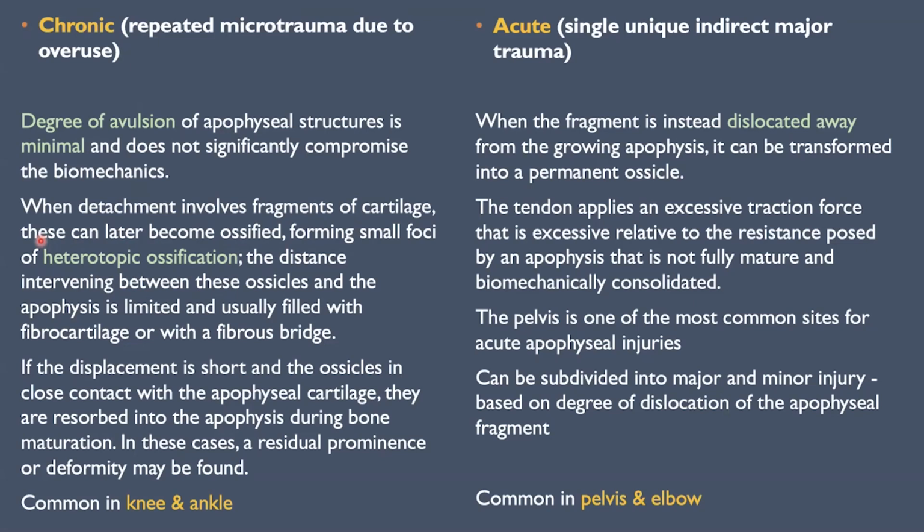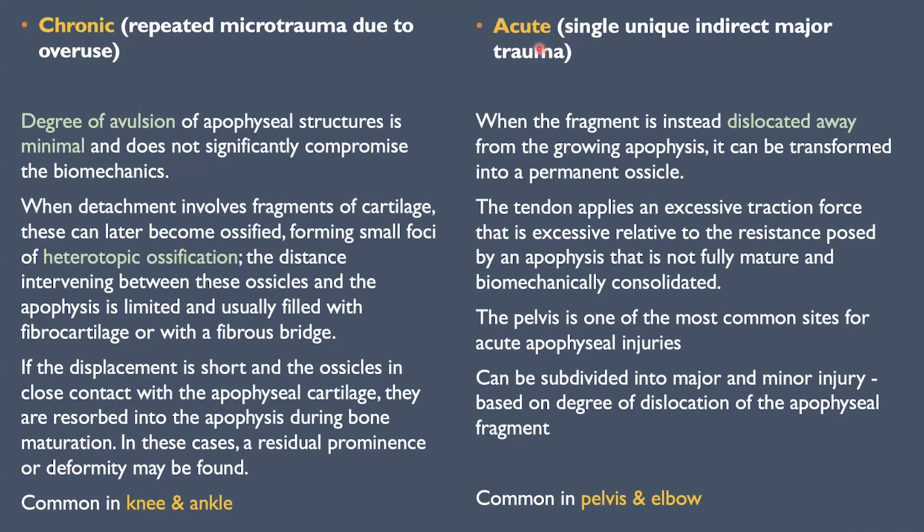And hence, history is extremely important. Knowing the exact clinical complaints, the site of pain, and the onset and duration of pain is very, very important to know before you make any diagnosis. Chronic overuse injuries are more common in the knee and ankle. In the knee, we are very well versed with Osgood-Schlatter, which occurs at the tibial tuberosity, and Sinding-Larsen-Johansson disease, which occurs at the inferior patellar pole.